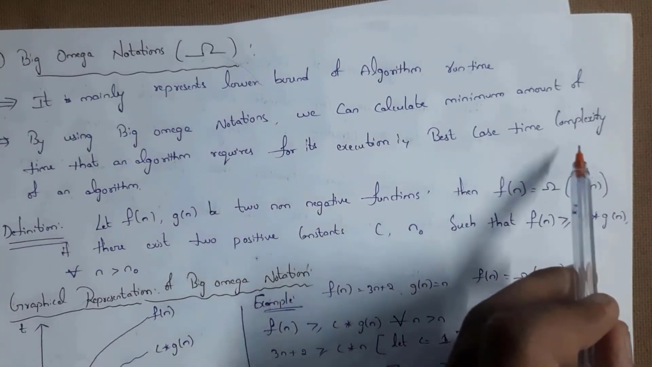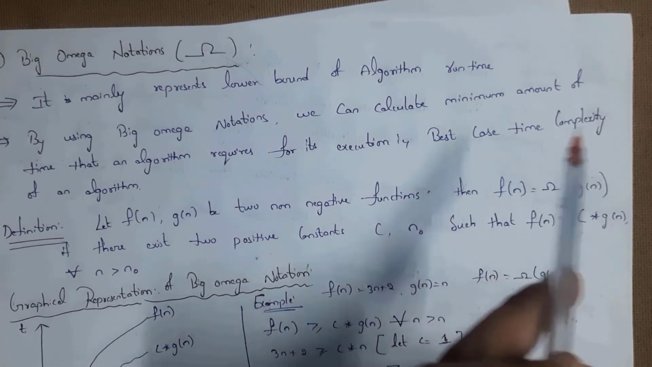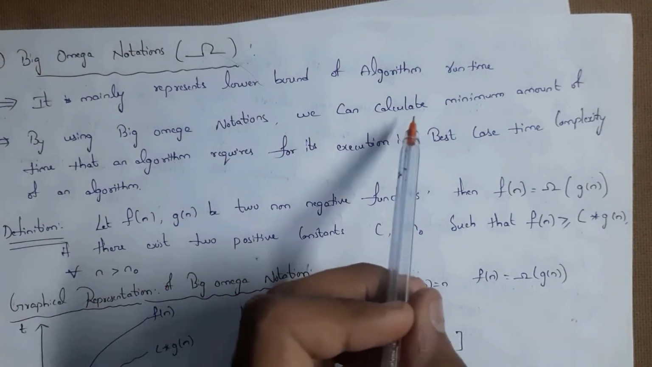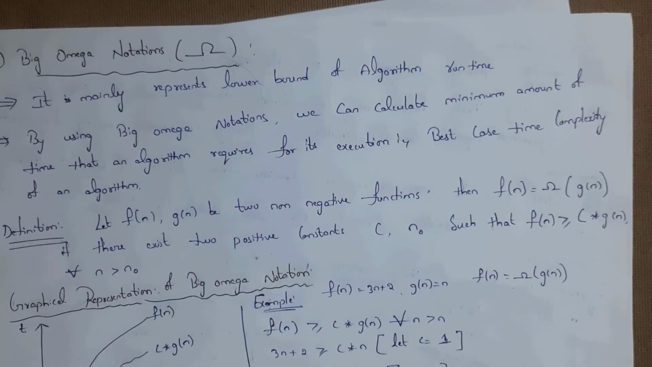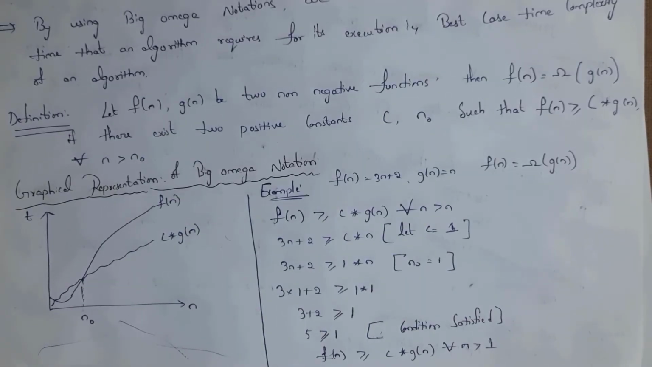Best case time complexity means the minimum amount of time that an algorithm requires for execution. By using big omega notation we can calculate the minimum amount of time that an algorithm requires for execution. Whereas big O notation is used to calculate worst case time complexity, big omega notation is used to calculate best case time complexity. This is the definition of big omega notation.